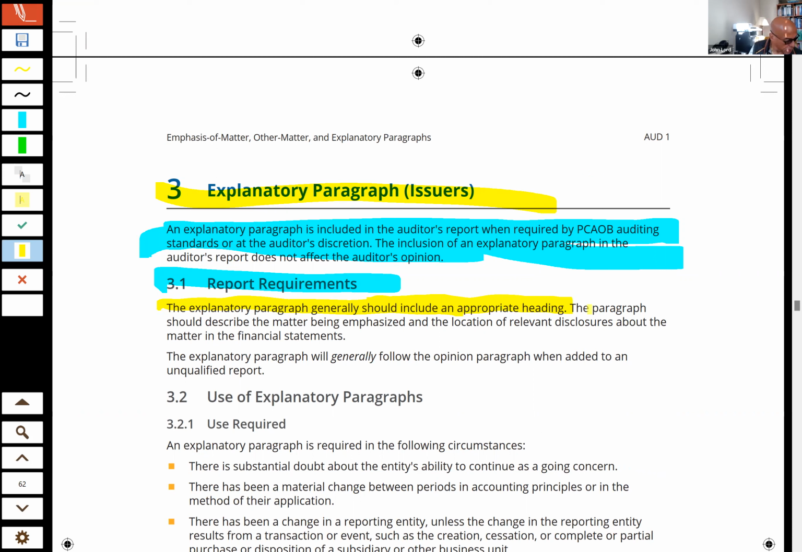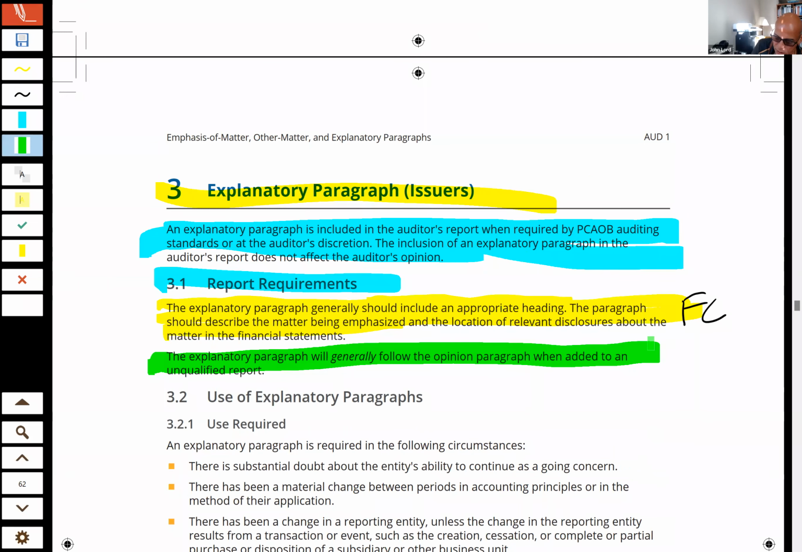There are times when no title will be required. Other times there will be a title required. The paragraph should describe the matter emphasized and refer to the relevant disclosures about the matter in the financial statements. So flashcard that, okay? And notice here, the PCAOB standards indicate that it generally will follow the opinion paragraph.